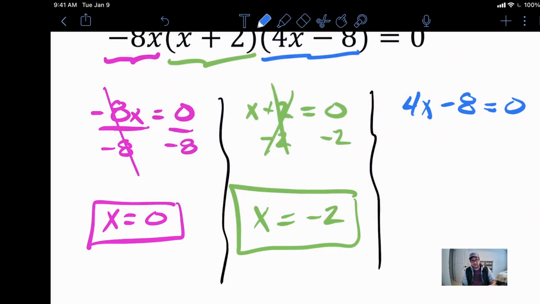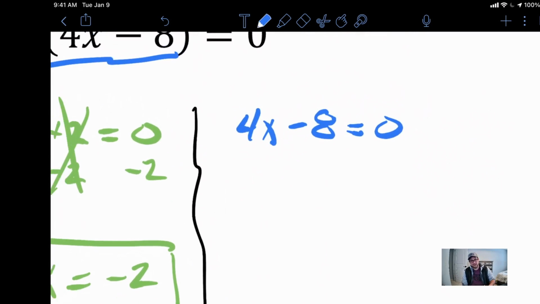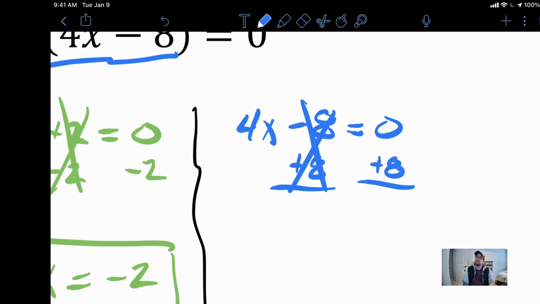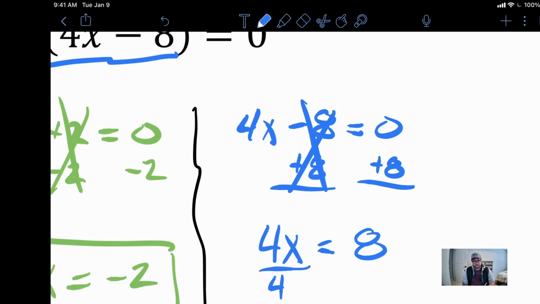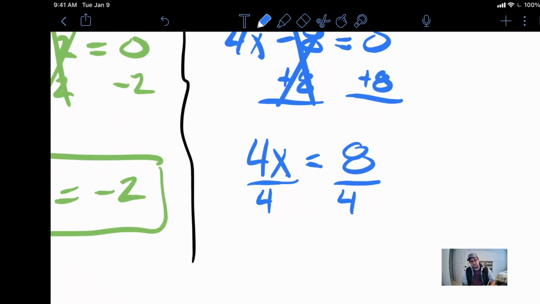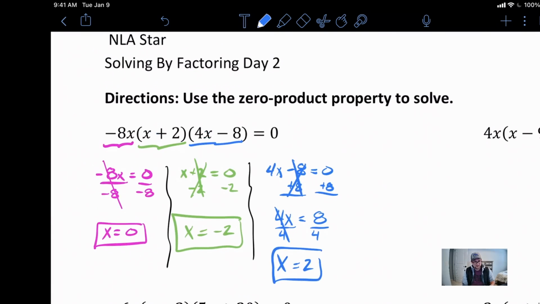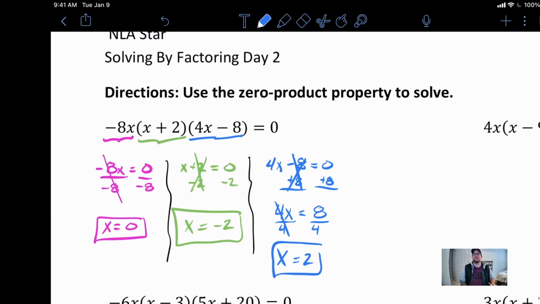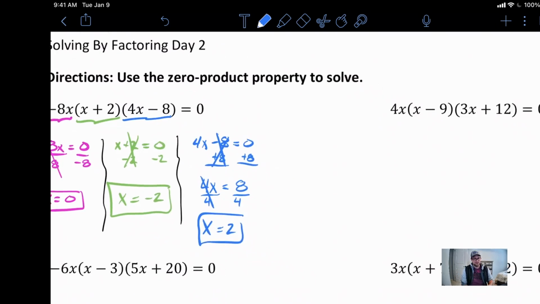Now for the last one, the blue one, we got to get x alone. So we're going to start by adding 8. Since it was a minus 8, adding 8 is the opposite. We're going to be left with 4x is equal to 8. And then from there, we're going to divide by 4 and divide by 4. And when we do that, 8 divided by 4 is just 2. So in this problem, we found the right answer for the pink part, the green part, and the blue part. Nice job. Let's look at another one.